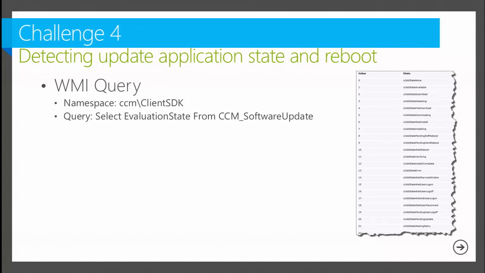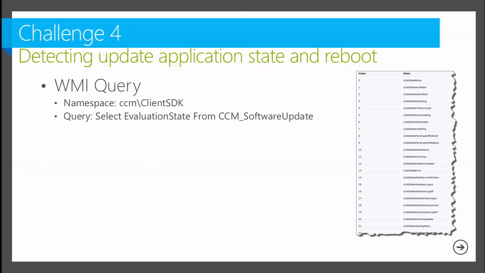So I did some looking in the SDK, and there's actually an article. Well, let's start off. There's a WMI namespace. Again, we're going to be querying WMI, CCM client SDK. And there's a query, select evaluation state from CCM software update. And in the SDK, there's a list of what all the evaluation states mean. That's probably pretty small up there, and I do apologize. I don't have zoom on this machine. But again, we'll jump into the console. Basically, I can pull back the value of evaluation state and then take action based on it.